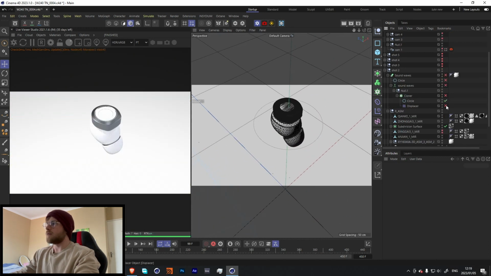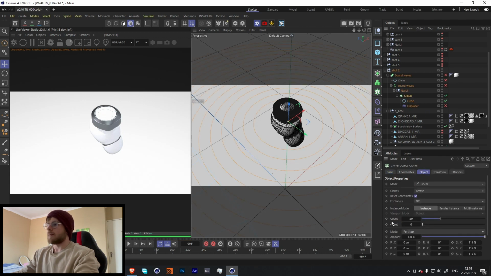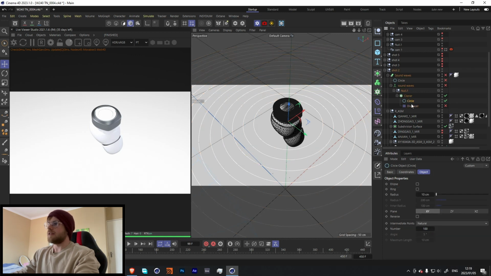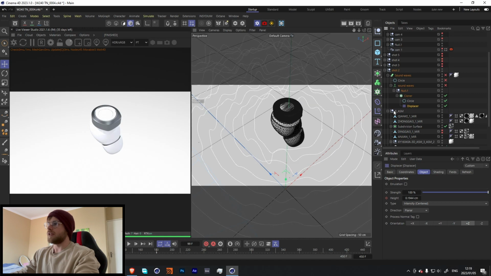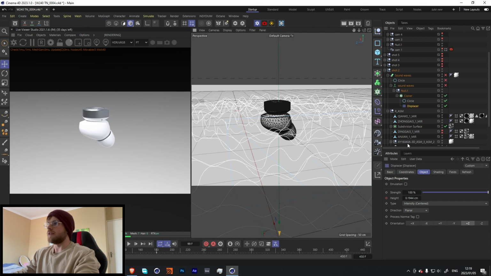Cool, so what I did was I started with a circle over here, I added it to a cloner over here in instance mode, set to linear, and just kind of had it going out like that. Then on the cloner, I added a displacer over here so that we get this kind of weird, sound wave looking thing.